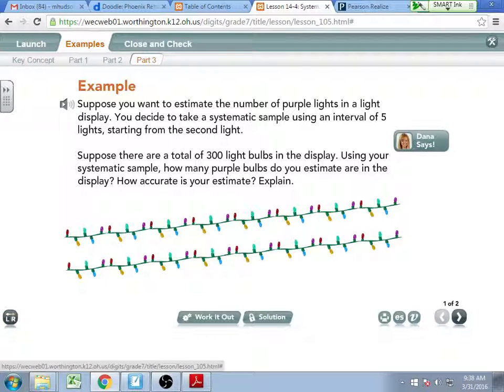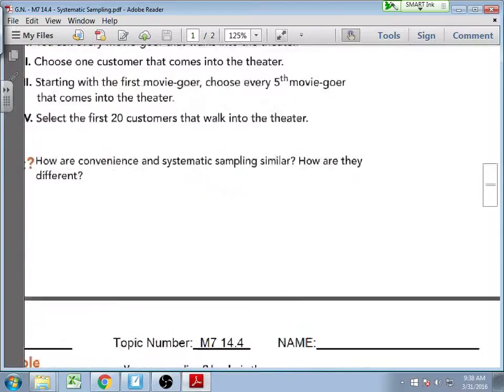Now, of course, you can't really tell the color on your paper. You kind of can because they're shaded differently. Some are darker, some are lighter. So if you look up here, starting with the second light, what is the first color that I choose? Yellow, right? I'm actually going to come over here so I can zoom in a little bit.